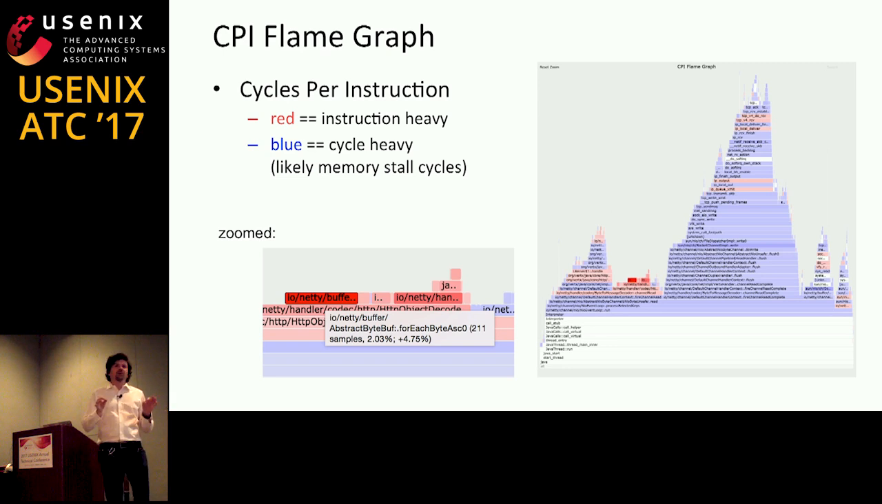If it was blue, it means it was not executing lots of instructions. It was cycle heavy, probably stall cycle heavy, probably memory stall cycle heavy. So now the developer can look at the flame graph and not just see the big parts, but have an insight as to why it was big. So it may be big because they're just doing lots of memory I/O, and that's dominating.